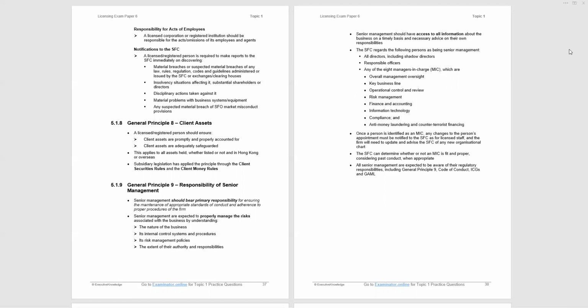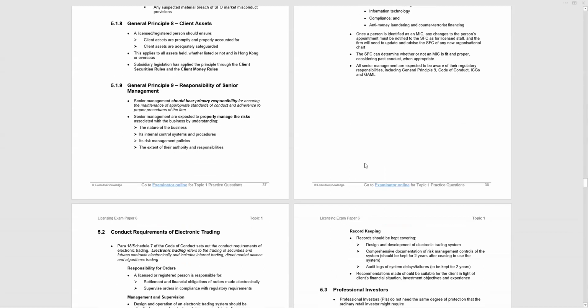Having said that, please remember the first 2 on that list, overall management oversight, the key business line, those that are in charge of those activities are required to be responsible officers. So they must be licensed and then approved as responsible officers.